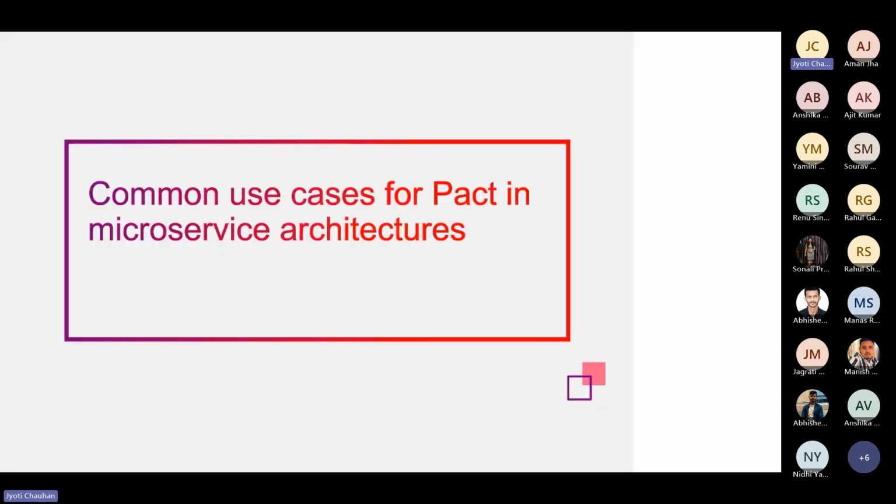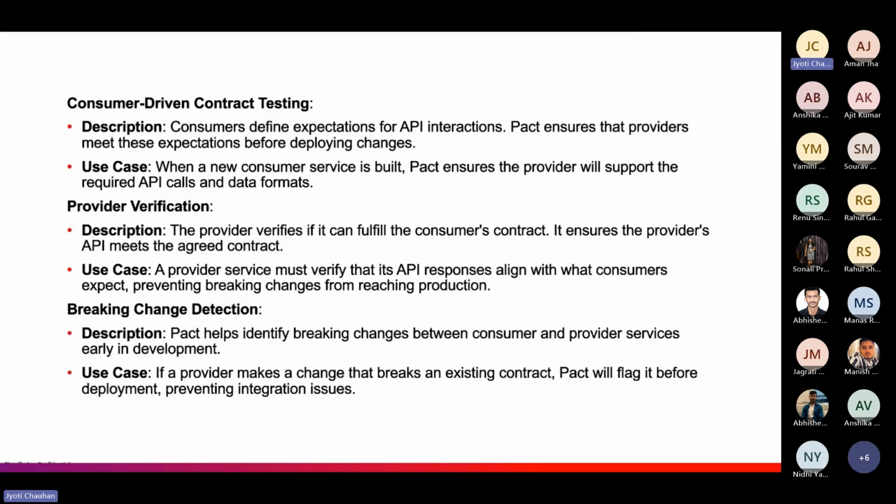Common use cases for Pact in microservice architecture. So these are a few common use cases. Consumer driven contract testing: consumer defined expectations for API interaction, and Pact ensures that the provider meets the expectations before deploying changes. Use case: when a consumer service is built, Pact ensures the provider will support the required API calls and data formats.